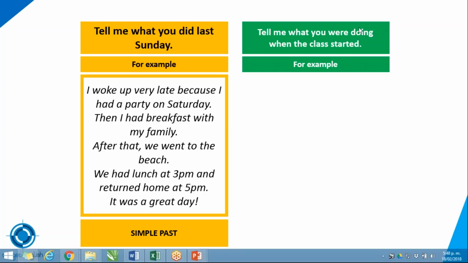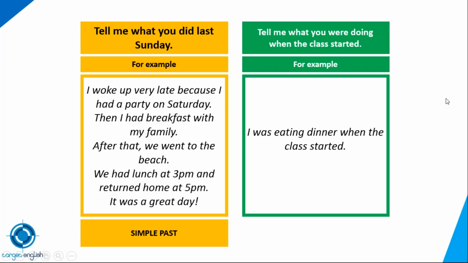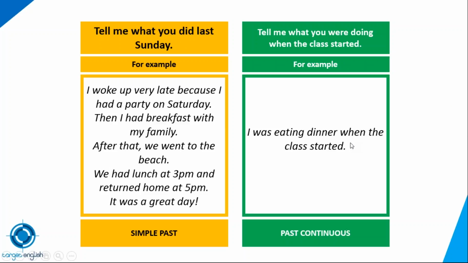Okay, now if I say, tell me what you were doing when the class started. For example, I was eating dinner when the class started. So this, I was eating dinner. This is the past continuous. So remember, so far we have learned about the simple present, the present continuous, simple past, and past continuous.